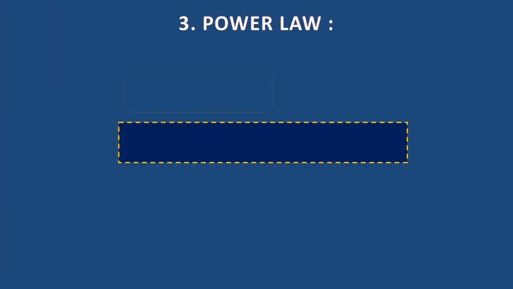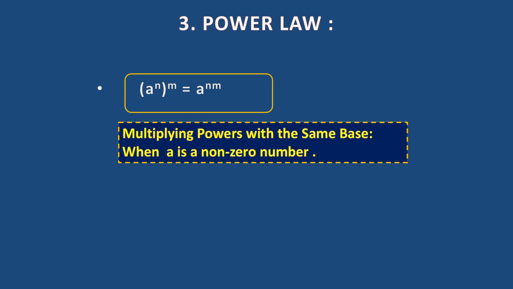Next is the power law. In the power law, when a raised to the power n is raised whole to the power m, the exponents are multiplied. This applies when a is a non-zero number. For example, 10 cube raised to the power 2, or 10 cube whole square, is equal to 10 to the power 3 into 2, which is equal to 10 to the power 6.